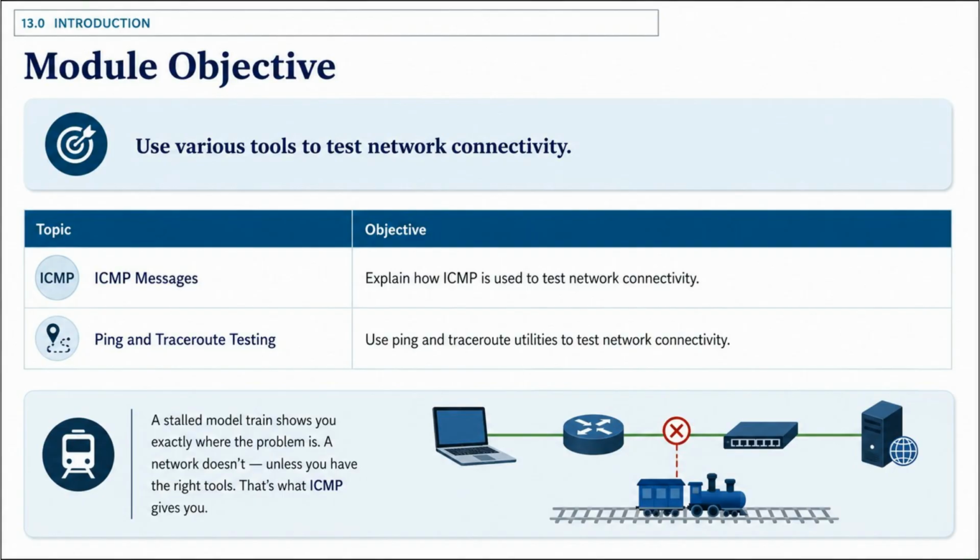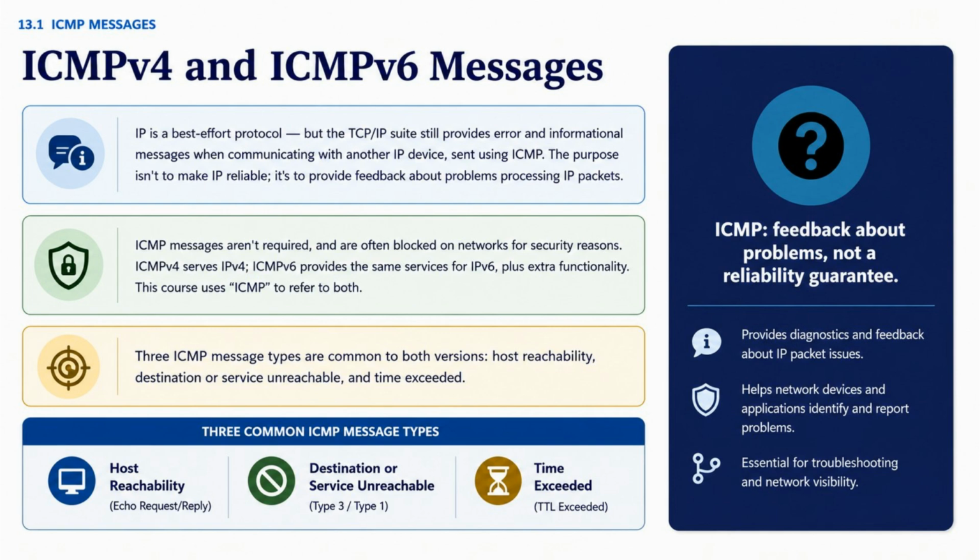Objective: use various tools to test network connectivity. Preview the topic table. ICMP messages themselves, then ping and traceroute testing. This is a shorter, very practical module. The payoff for all the addressing theory from modules 8 through 12 is finally being able to actually test and troubleshoot a network. IP is best effort, but ICMP fills the gap by providing error and informational feedback.